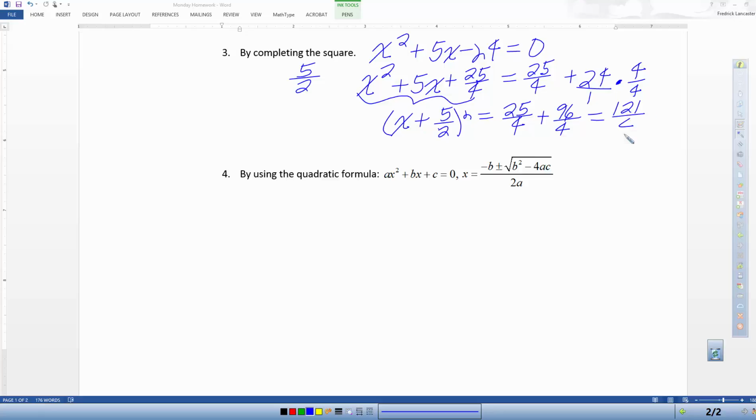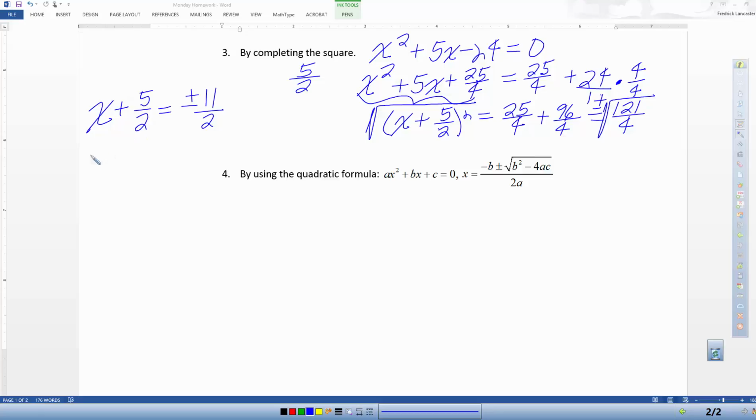So I want to get x by itself, so I'm going to take the square root of both sides, and I need to add in plus or minus here. So this is going to give me x plus 5 halves equals plus or minus the square root of 121 fourths. Well, 121 is 11 squared, so this is plus or minus 11, and the square root of 4 is 2. So I end up with a common denominator here. So all I have to do is subtract 5 halves from both sides.